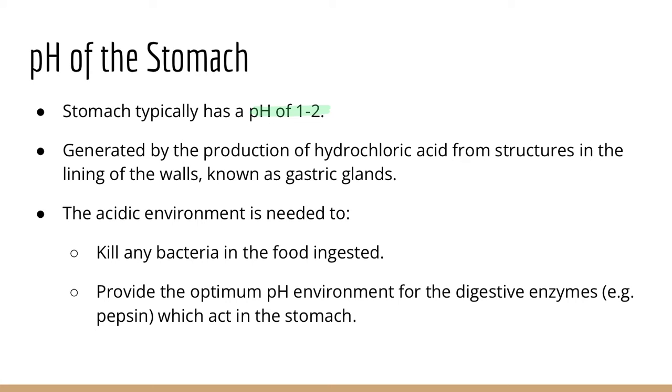And that is generated by the production of hydrochloric acid, which is a very strong acid. And that is in the structures and the lining of the stomach wall known as the gastric glands. So this acidic environment is really important because it does help to kill most of the bacteria that's in our food if we do ingest it, and also provides the optimum pH environment for various different digestive enzymes that start the digestive process. So, for example, pepsin is a really great example here.